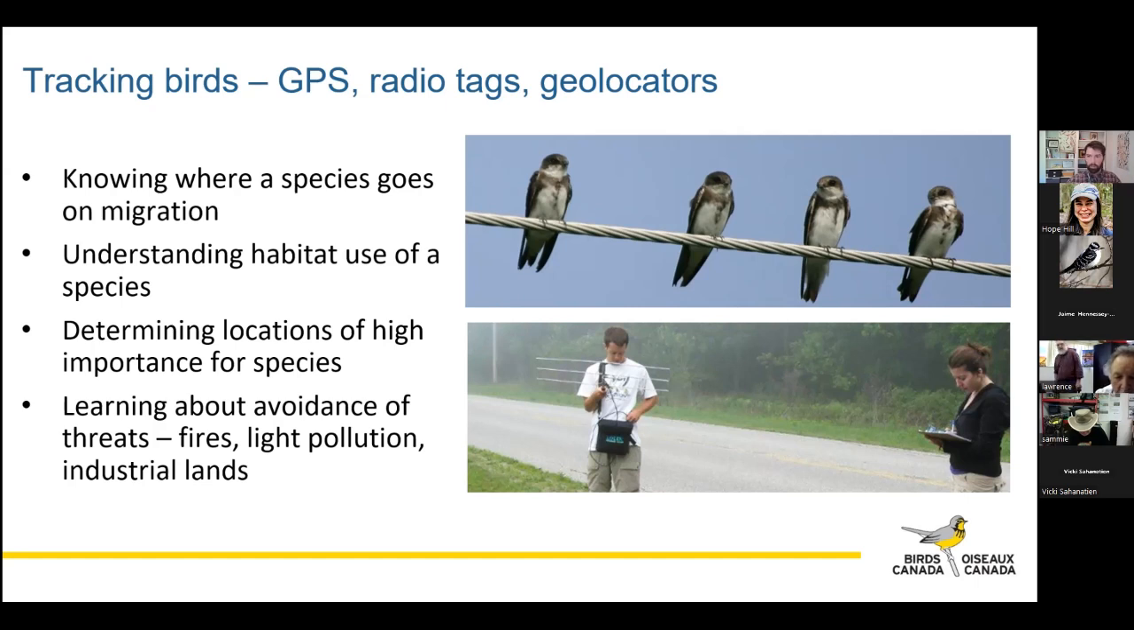And then there's also some really interesting things you can do about learning about avoidance of threats through migration. So are they avoiding cities and city lights? Does industrial land change where they migrate? How do fires and smoke movement affect where they might be moving? And so those are some of the really cool questions that sometimes you can try to get at from a study, and sometimes incidentally you find out about through a study.